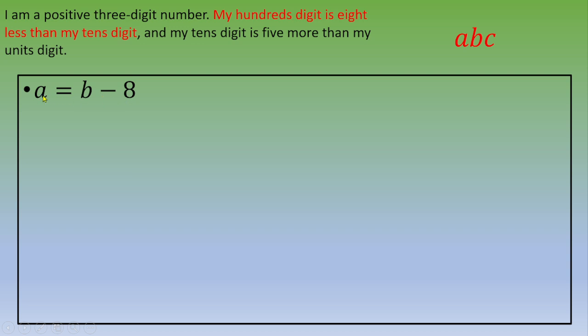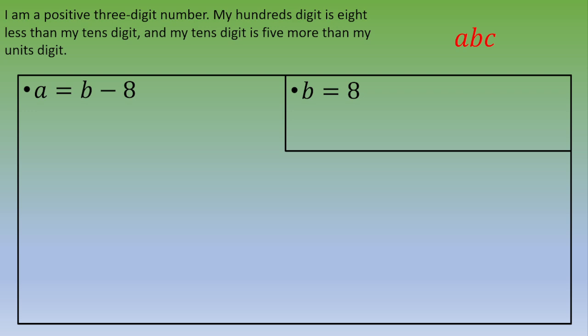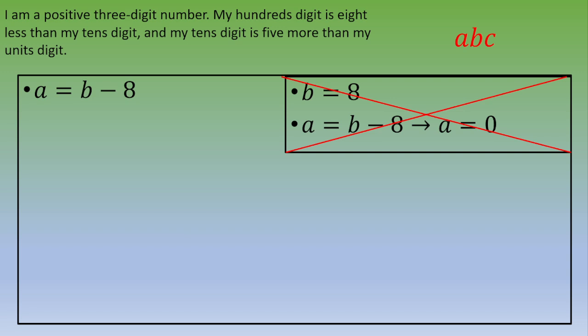So A is a non-negative number, so you've got two options. First option, B equals 8. In that case, A equals B minus 8, so A equals 0, and this is a contradiction. This is nonsense because this is a 3-digit number, so A is a digit different from 0. So we can ignore this solution.